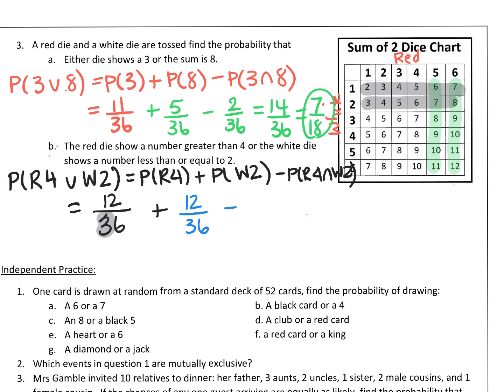Then I need to subtract any that are larger than 4 on the red and less than 2 on the white. So again, we can see my overlap there. Those 4 are the ones that I counted twice. So 24 take away 4 is 20 out of 36, which reduces to 5/9. Okay, so it's not that bad if you use the formula. You just have to think about it as doing individual simple probability questions and then putting it together in the formula.